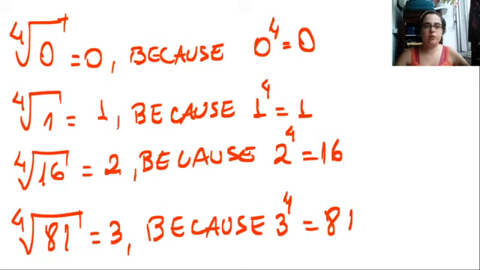The fourth root of 0 is 0 because 0 elevated to the fourth power is 0. The fourth root of 1 is 1 because 1 elevated to the fourth exponent is 1. The fourth root of 16 is 2 because 2 elevated to the fourth power is 16. The fourth root of 81 is 3 because 3 elevated to the fourth power is 81.